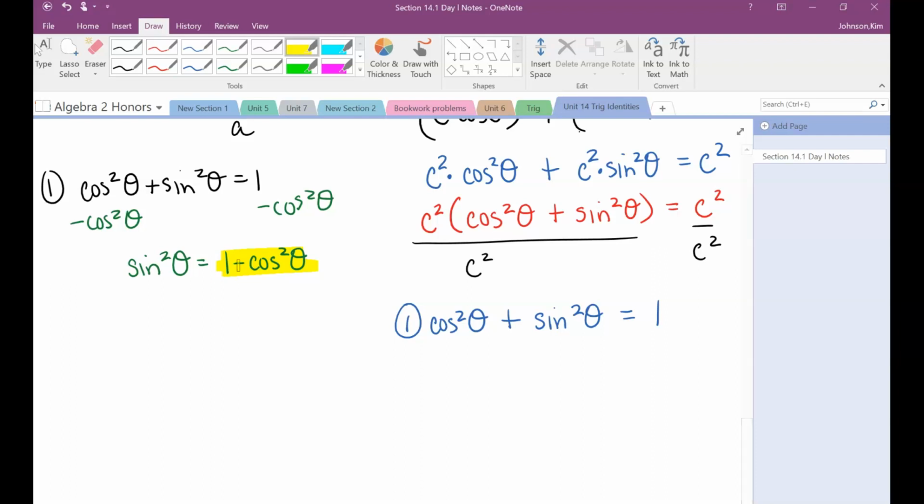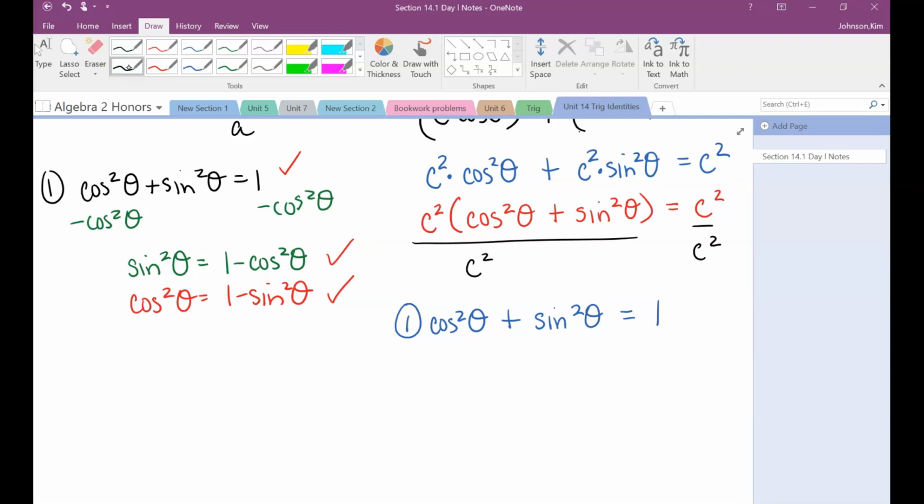Or maybe I see sine squared of theta, and somewhere else in the problem I see cosine of theta, and I want to get those to divide out, so I replace sine squared of theta with 1 minus cosine squared of theta. So being able to manipulate this entire identity is really important. Similarly, cosine squared of theta is going to be equal to 1 minus sine squared of theta as well. Recognizing it in this form is just as important as this form and this form.